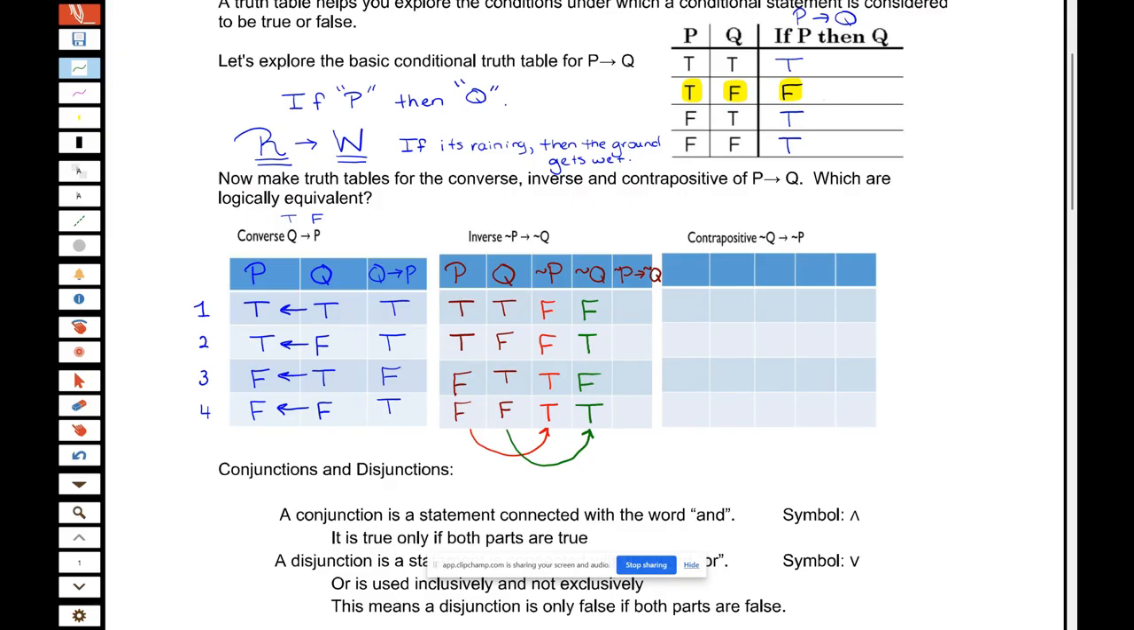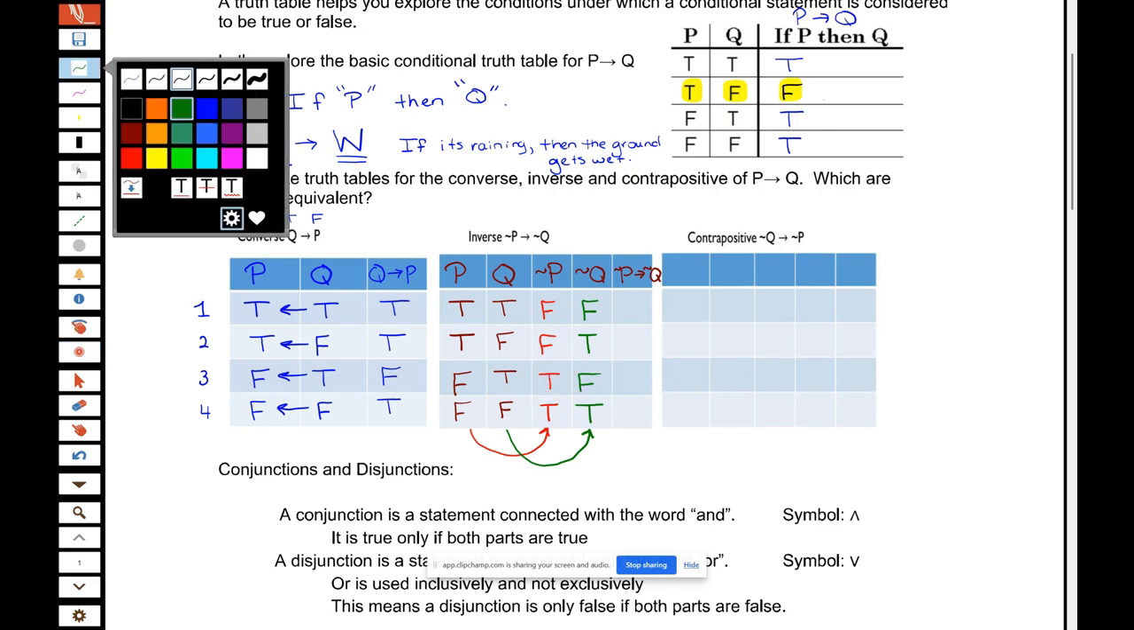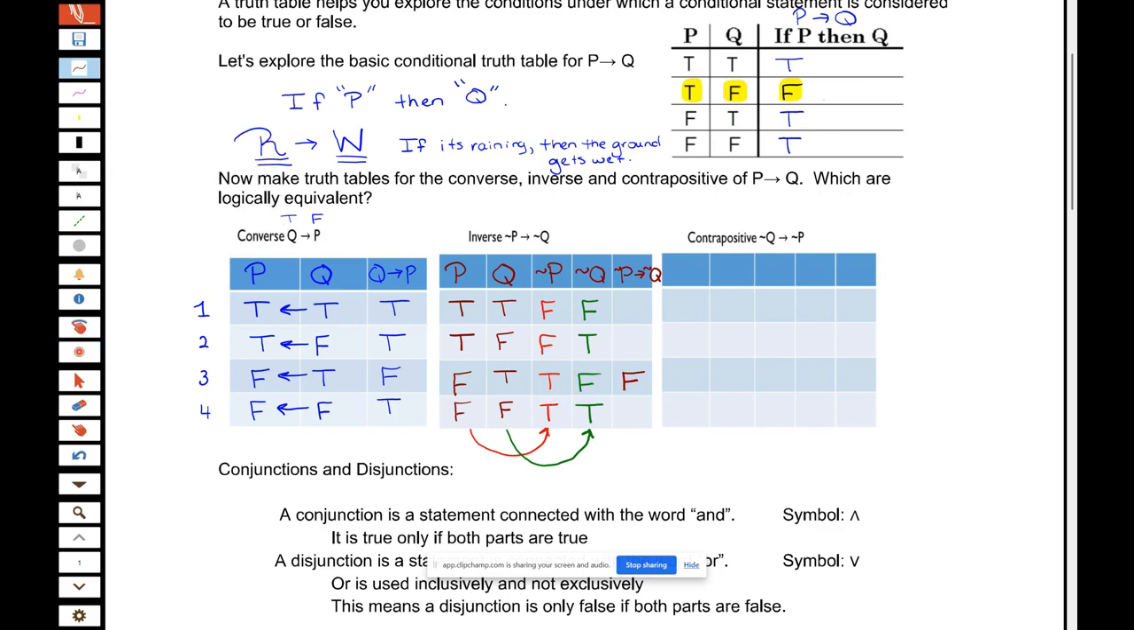Okay. So now we are going to look at the inverse, not P implies not Q. Again, we're doing a conditional statement, which we sometimes call an implication because it has the symbol implies. Not P implies not Q is only going to be false if the first one happens and the second one doesn't. So I can fill that false in right there. The other ones are true.